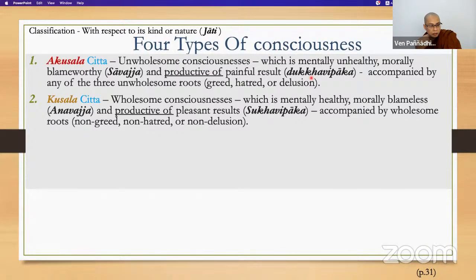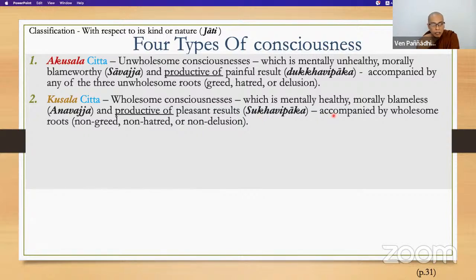So another one, kusala citta, translated as wholesome consciousness. And the opposite of the unwholesome consciousness, akusala, it is mentally healthy. So here unhealthy becomes healthy. And for moral perspective, it becomes blameless, anavajja. The nature of anavajja is the reason to call it kusala. And also as the opposite of the akusala, it is productive of pleasant result, sukha vipaka.